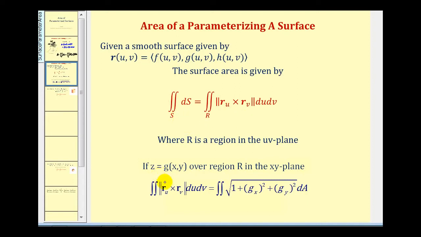Now we should mention in the next video that if the surface is given as z equals g of xy over the region in the xy plane, there is a shortcut for determining the magnitude of this cross product, as we see here. But in this video, the surfaces will be defined as vector-valued functions. Let's take a look at our first example.